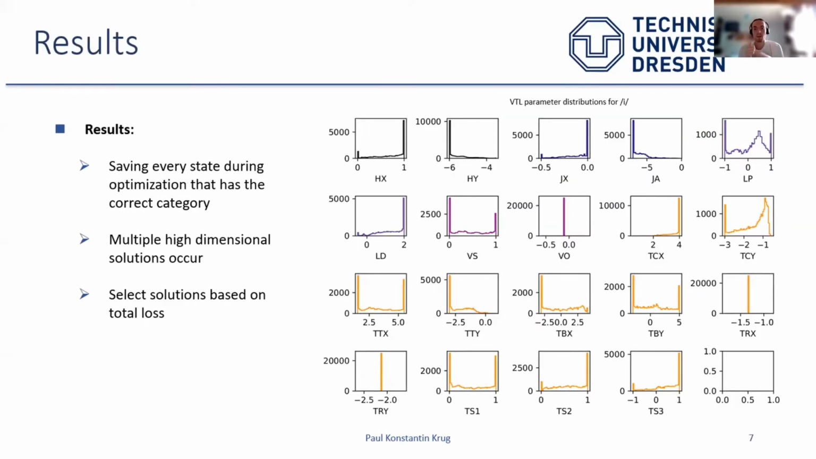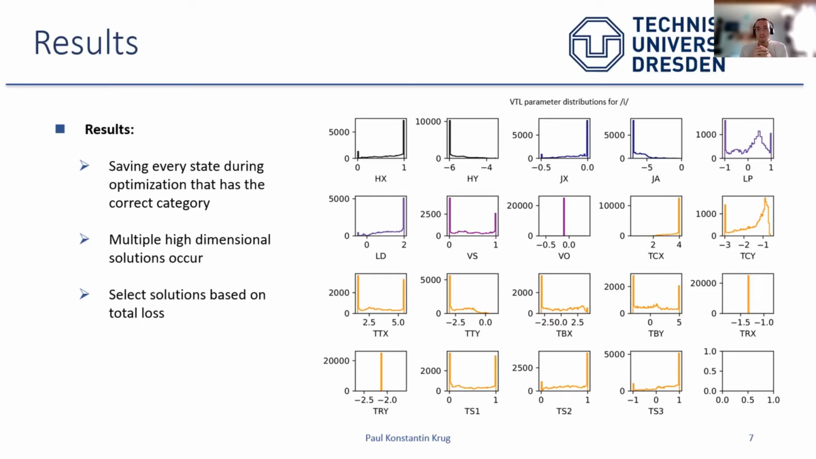So when we look at the results, it's important to not only look at the best results from each run, but to understand that we get a whole distribution of solutions, because we don't find a single solution during optimization, but we find many states where the recognizer says this is the correct category, and I save all the states. In the end, we can look at the articulatory distribution. This is what you see here on the right.